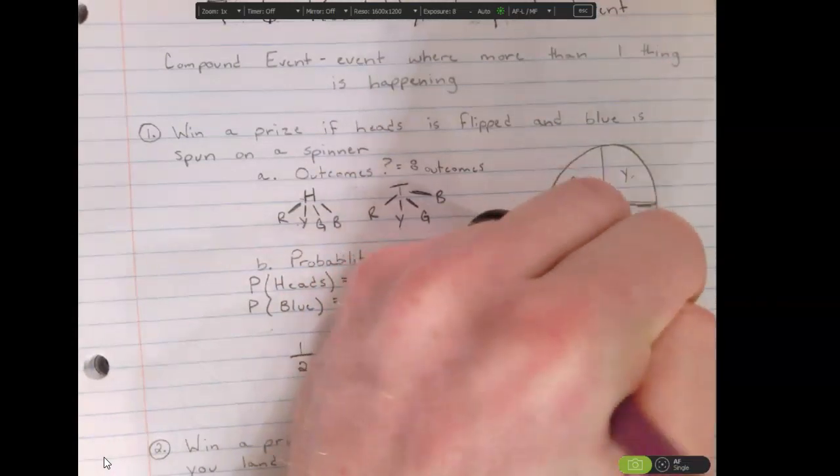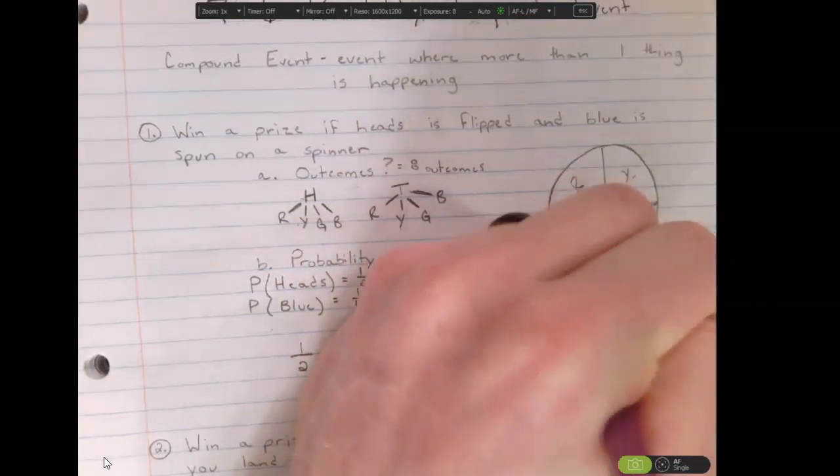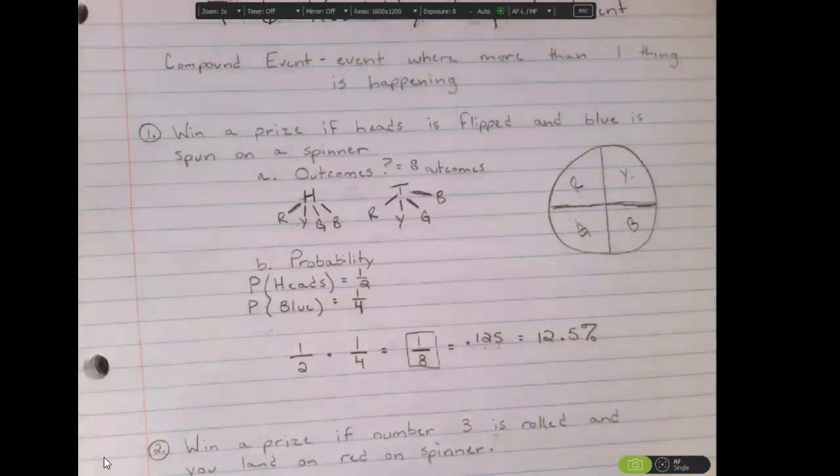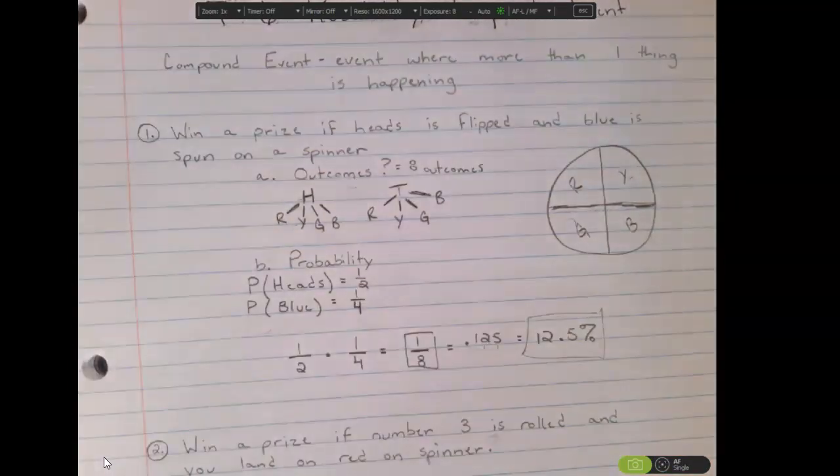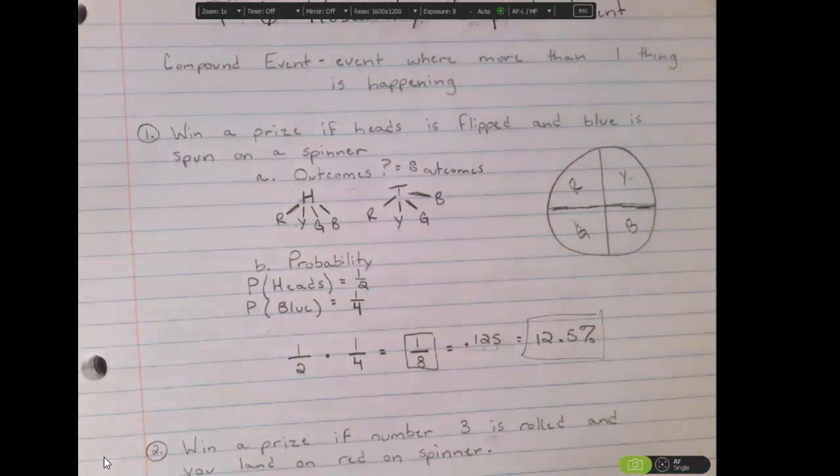So my percent is going to be 12.5%. So it's not a very high percent of this happening. You're only going to be able to do this about 12.5%. So again, not very high chance of this happening.